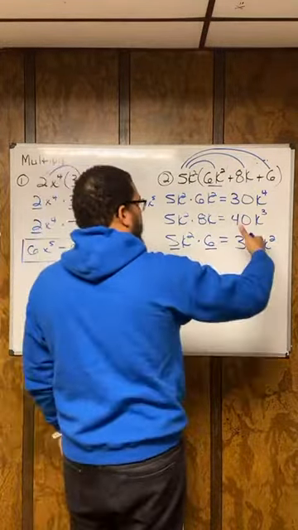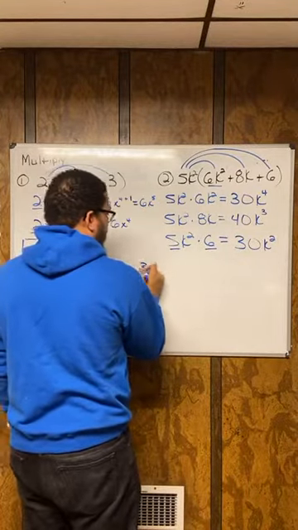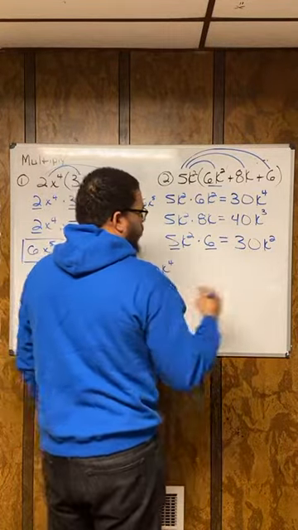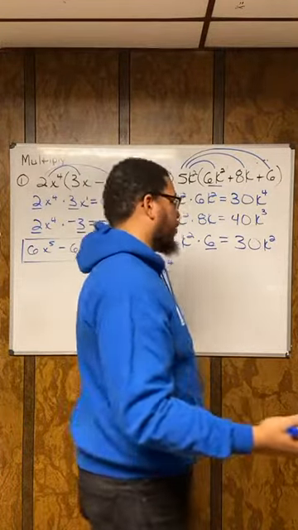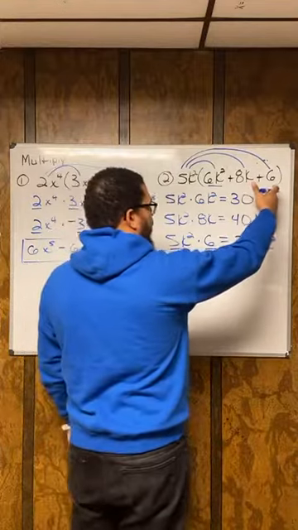So let's take this, write it out nice and neat. 30k to the fourth. We usually write the term with the biggest exponent first. That's what we usually do, right? So this will go in descending order by exponents.